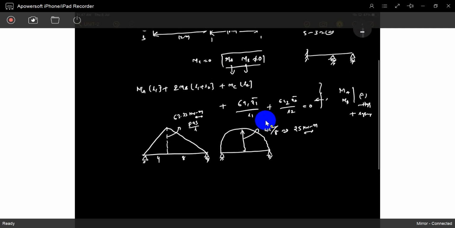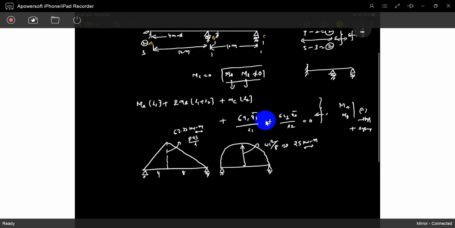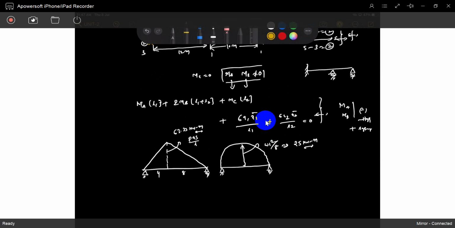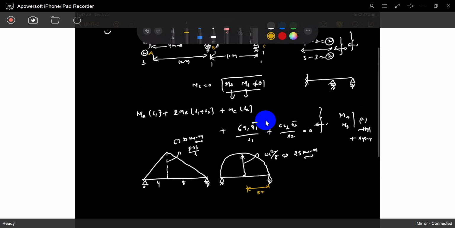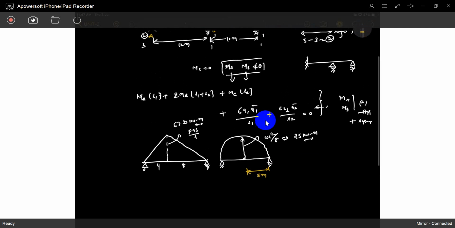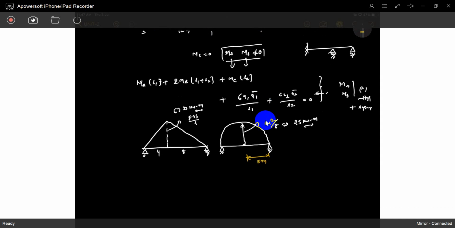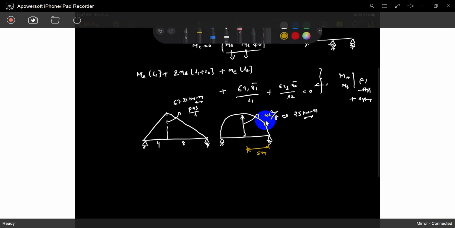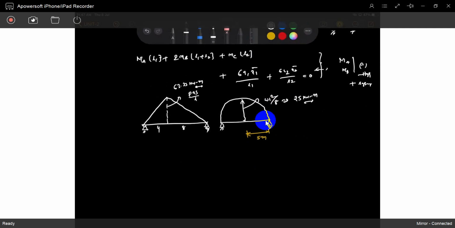So what is the centroidal distance? So for the second span, it is exactly half. We know it. What is it? It is 5 meters. For the first triangle, where is the centroidal distance? I already explained the proof regarding this value. So otherwise, if you take centroidal distance, take from this support.